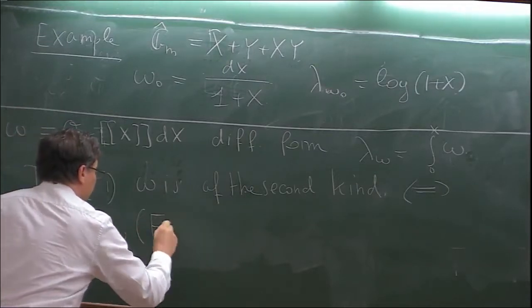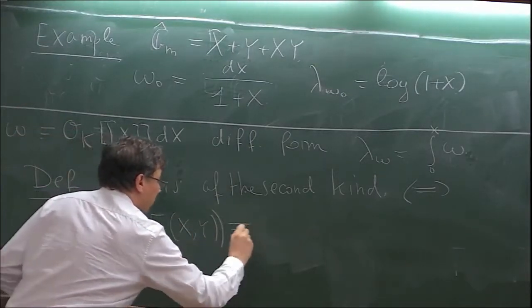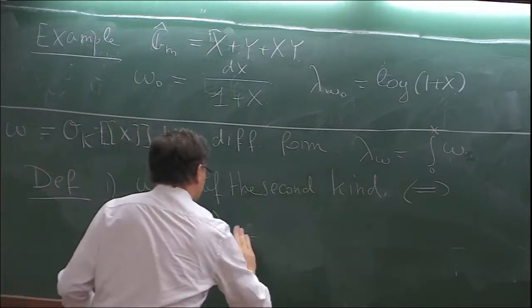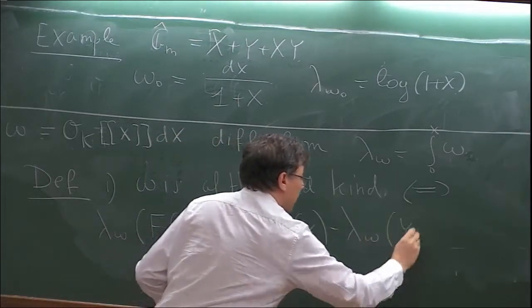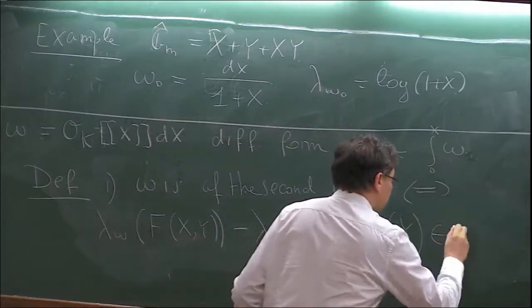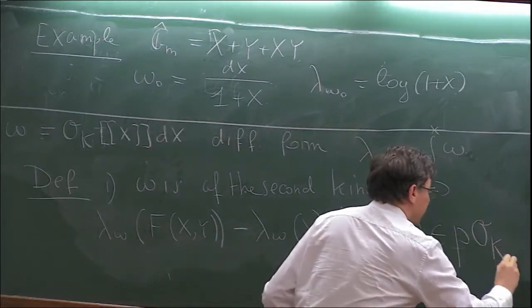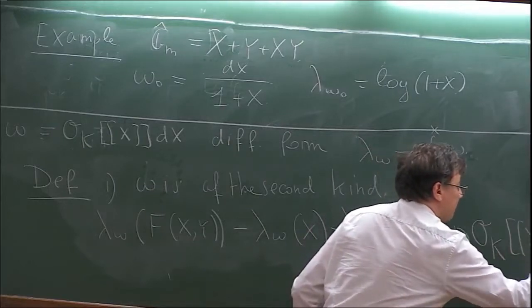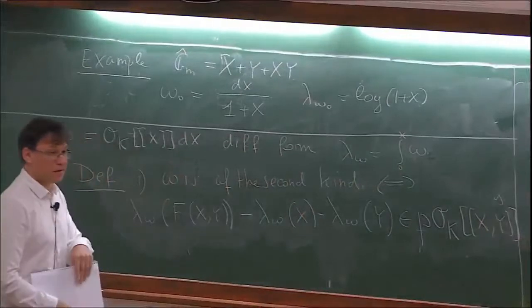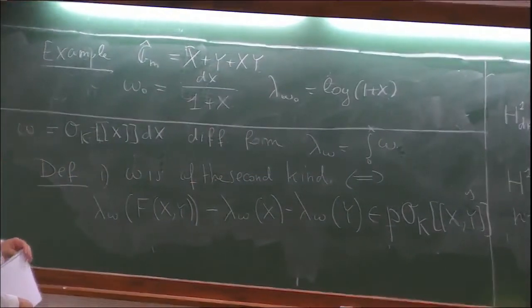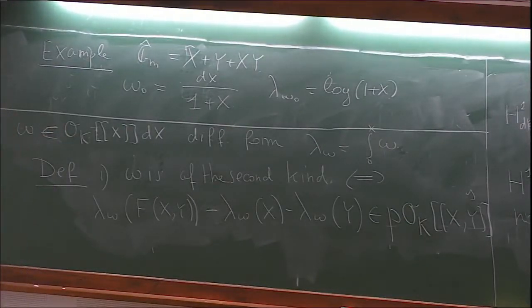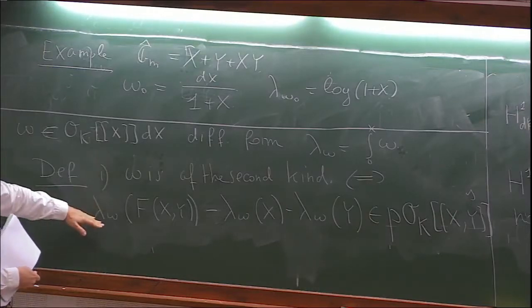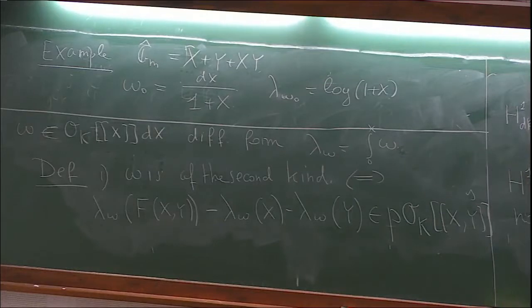lambda of omega of F(x, y) minus lambda of omega of x minus lambda of omega of y lives in the maximal ideal. Thank you. So omega is of the second kind if it satisfies this property, the property of logarithms, but only modulo p.